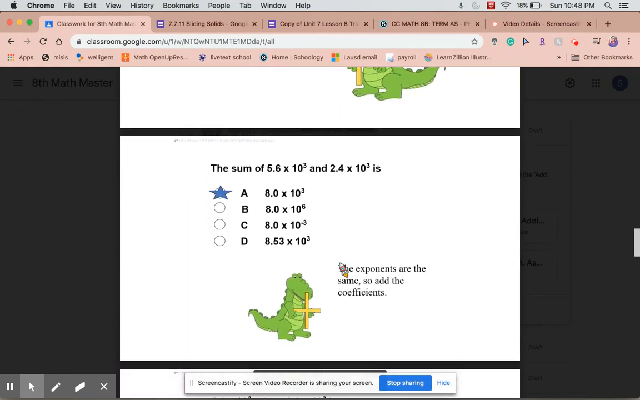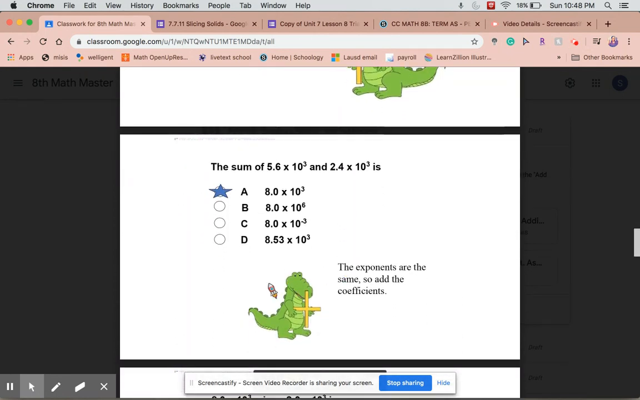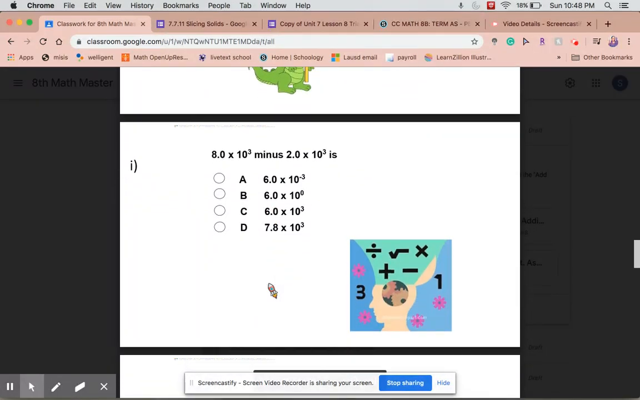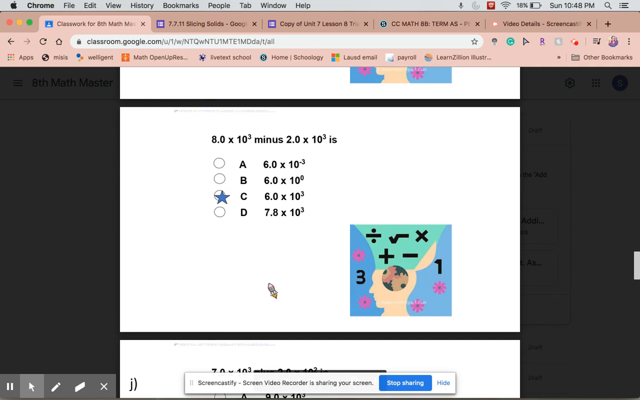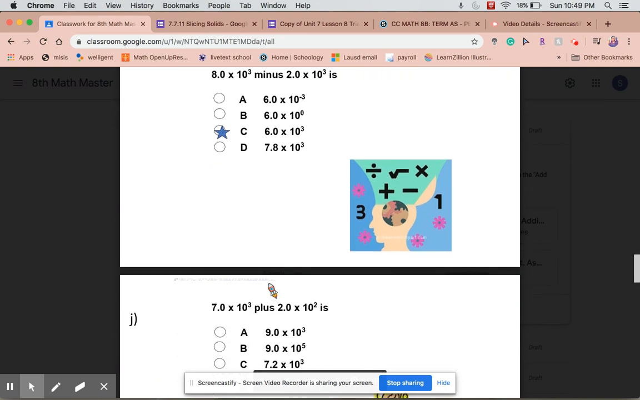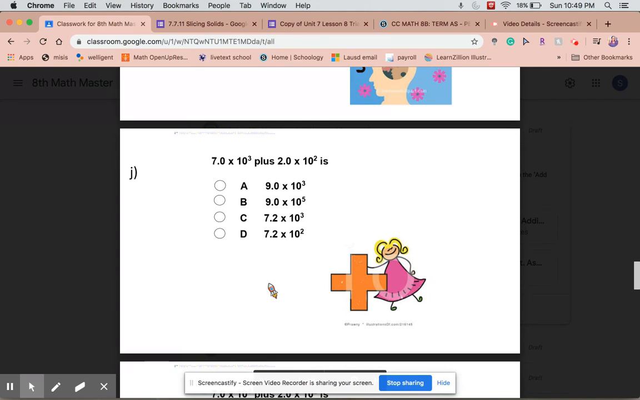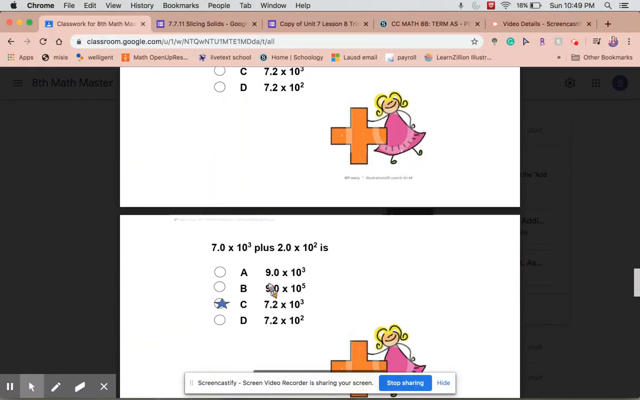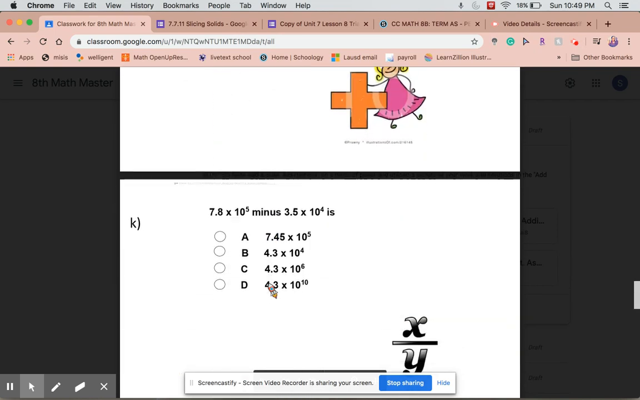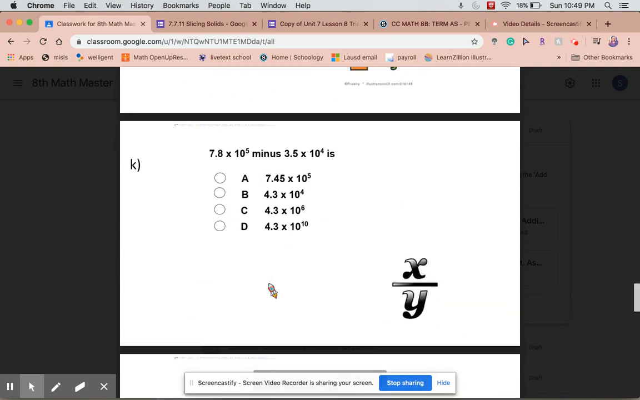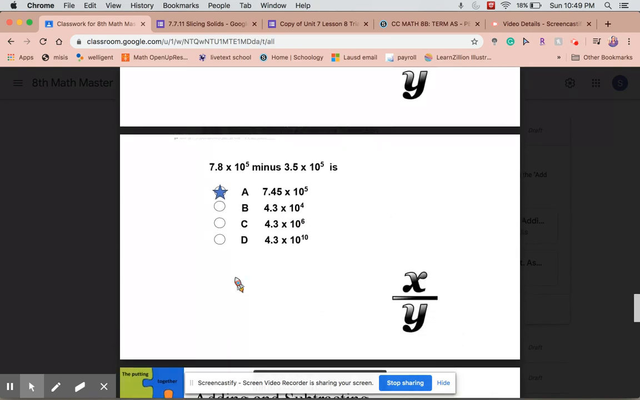Here's the answer. Pause the video for you to practice. Here's the answer. Pause the video so that you can do the answer on your own. And here's the answer. Go ahead and practice this one on your own. Pause the video. And here's the answer. All right.